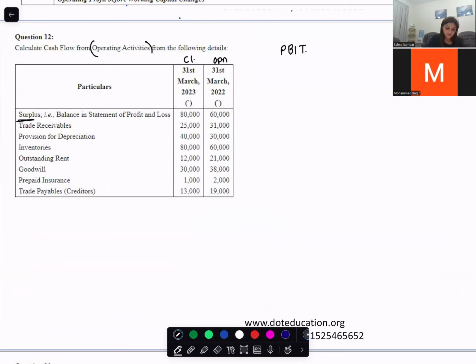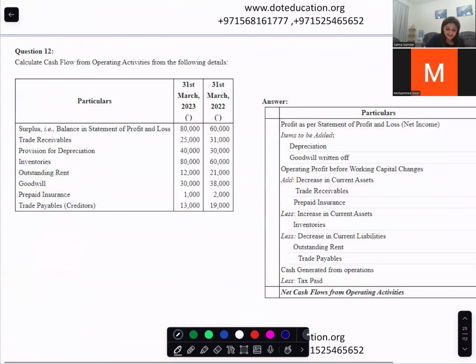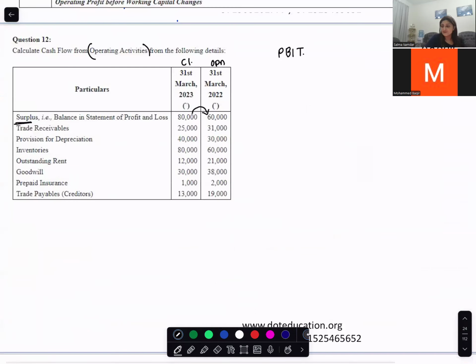Right. So what do you do? Closing minus opening. So this would be 20,000. Are you with me? Yes, ma'am. In that, there are some things that are to be added: transfer to reserves, proposed dividend, provision for tax. So all that is not there over here.